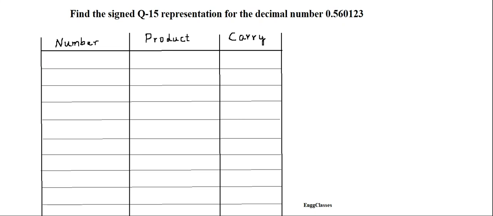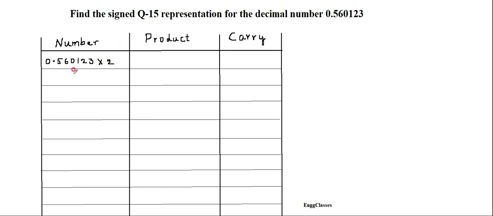In this video lecture we'll consider finding the Q15 representation for the given decimal number. The number is 0.560123. So what I have to do is consider the number 0.560123 and successively multiply it by 2. The question is how many times I have to multiply. The answer is I have to multiply 15 times, as it is said to find the Q15 representation.